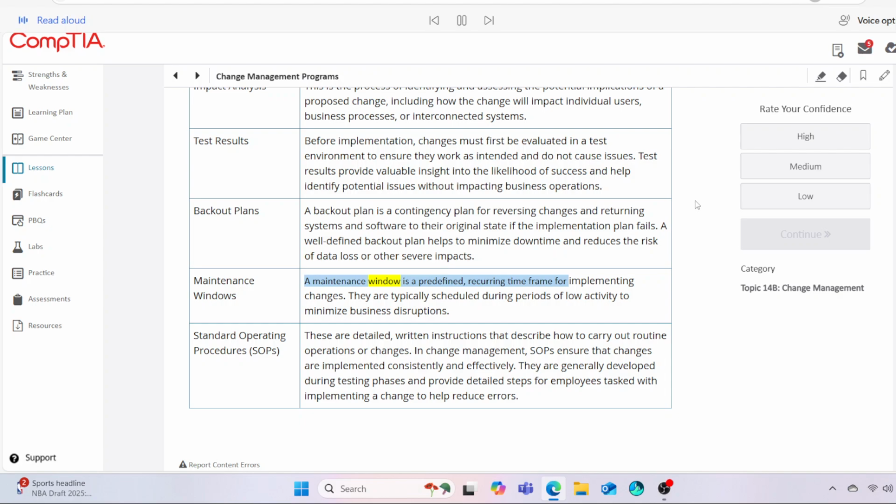Maintenance windows. A maintenance window is a predefined, recurring time frame for implementing changes. They are typically scheduled during periods of low activity to minimize business disruptions. Standard operating procedures, SOPs. These are detailed, written instructions that describe how to carry out routine operations or changes. In change management, SOPs ensure that changes are implemented consistently and effectively. They are generally developed during testing phases and provide detailed steps for employees tasked with implementing a change to help reduce errors.